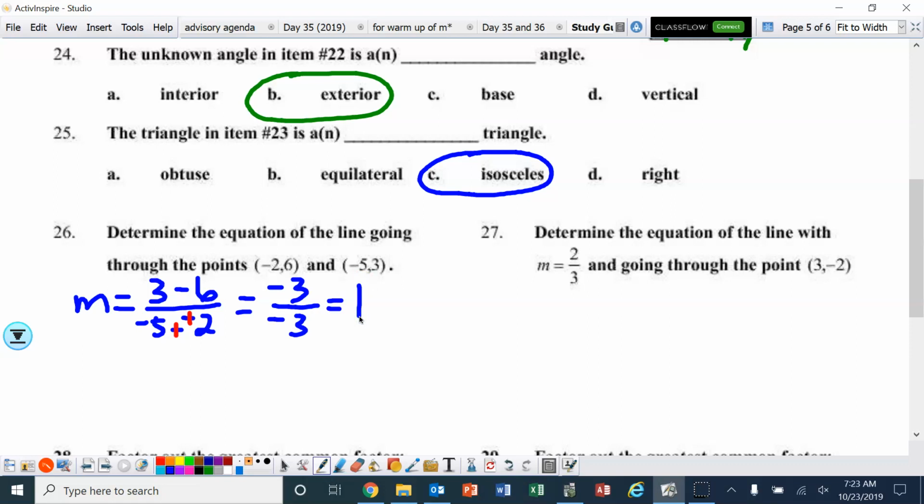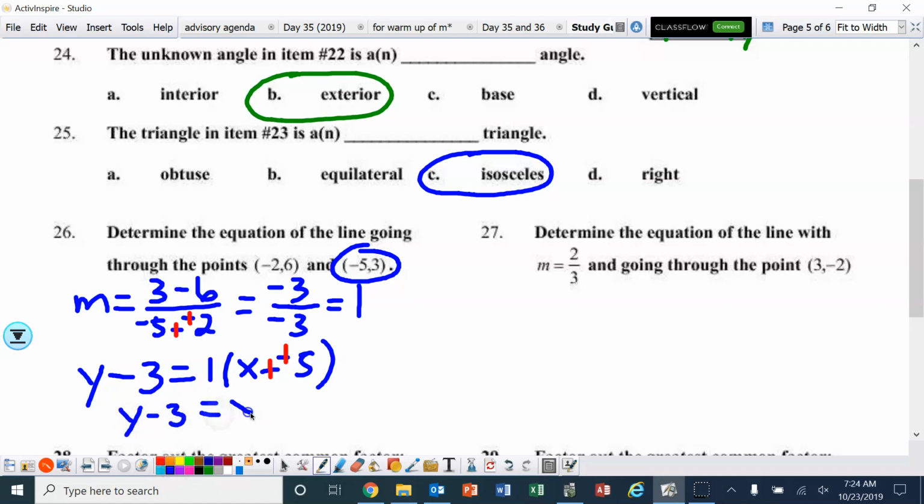Now we have to use the point slope formula. I'm going to use this point in my point slope formula. So y minus 3 equals 1 times x minus -5. So again, we have a sign change right here. Now we have y minus 3 equals x plus 5. We're going to add 3 to both sides. And so y equals x plus 8.